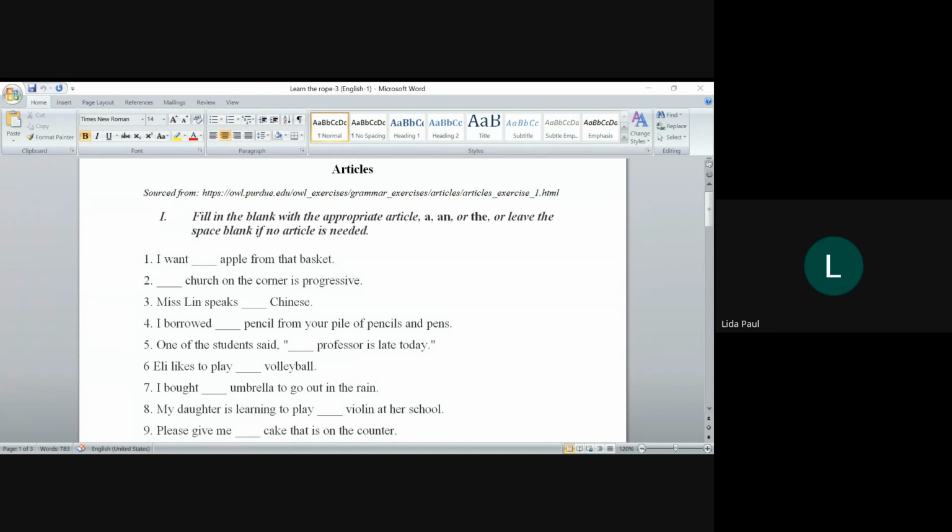Okay. Prithvi, you have a question? Yes, ma'am. In the second sentence, what is the meaning of the sentence? There are churches that are progressive and there are churches that are conservative, right? The ones that are very traditional in nature would be called conservative. The ones that are progressive will adopt modernity, right?